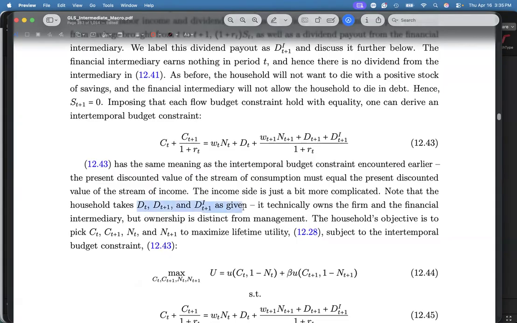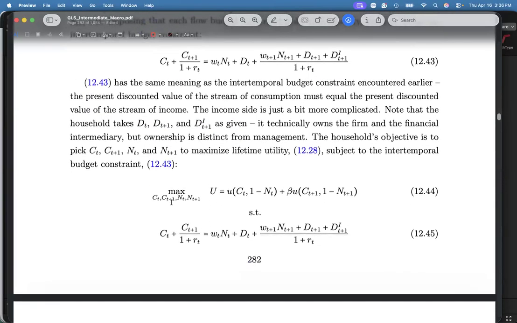But note that all of these are just given. Meaning the household has no control over any of these D's. The ones who decide the dividends, as well as the dividend payouts, are the firms, through the profits that they have. The more profits they have, the more dividends they will tend to pay out. So it's their decision to ultimately give you a certain D, coming from the optimization that they're trying to do.